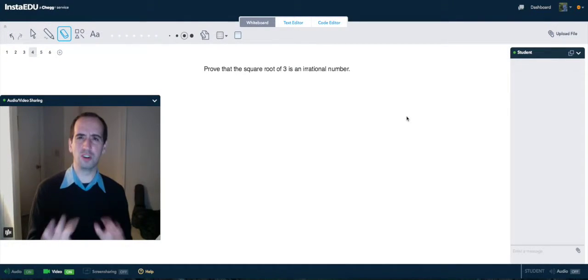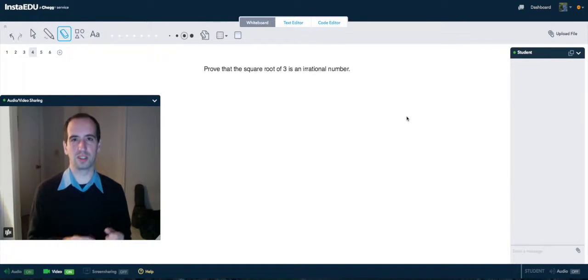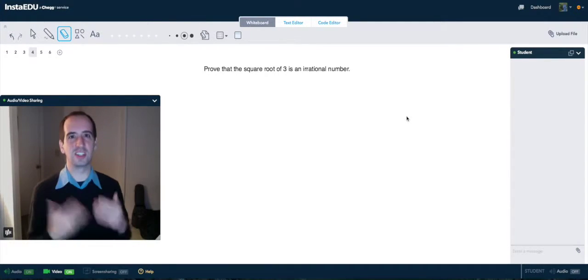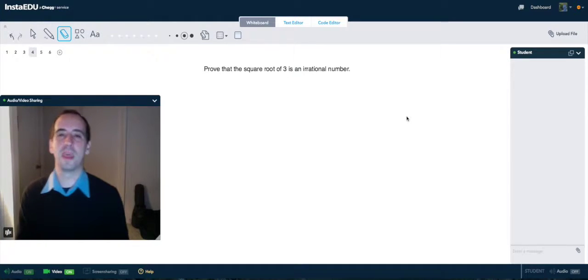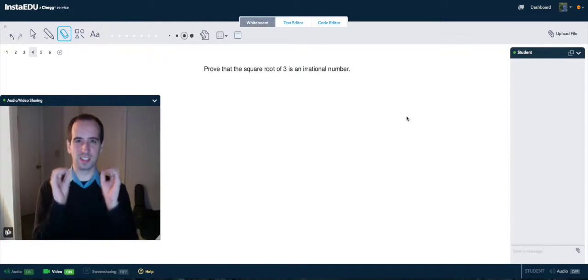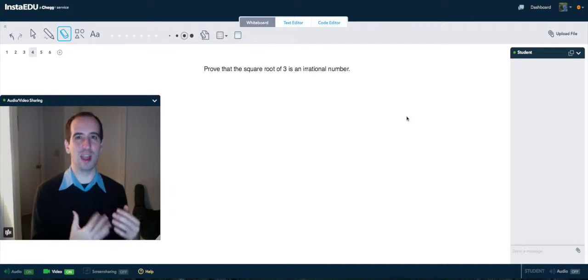Now, if you're new to proofs, all you'll need to solve this proof are the following things. Number one, some arithmetic. Number two, some algebra. And number three, a few definitions that I'm going to give you. So, here, we want to prove that the square root of 3 is an irrational number.